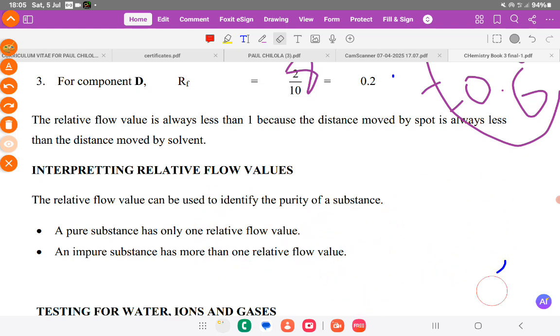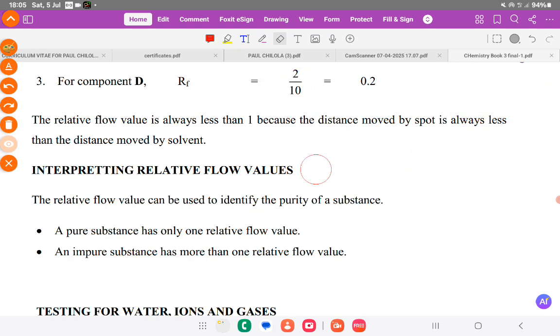So if they ask in an exam to explain how you can use chromatography to tell whether a substance is pure or not, there are two ways. One, if the substance forms only one spot on the chromatography paper, it means that the substance is pure. And two, if the substance has several relative flow values, it means that the substance is not pure. A pure substance will only have one relative flow value and one spot.